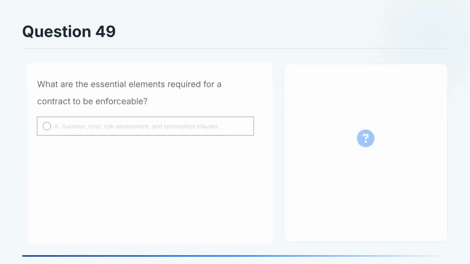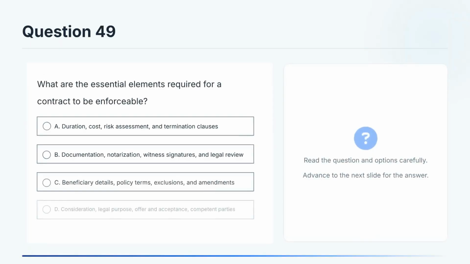Question 49. What are the essential elements required for a contract to be enforceable? A. Duration, cost, risk assessment, and termination clauses. B. Documentation, notarization, witness signatures, and legal review. C. Beneficiary details, policy terms, exclusions, and amendments. D. Consideration, legal purpose, offer and acceptance, competent parties.